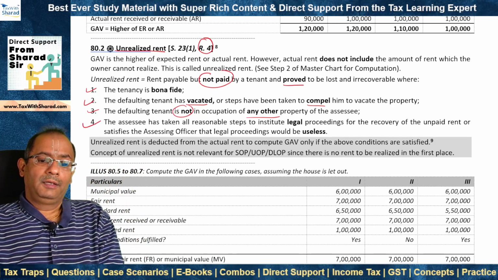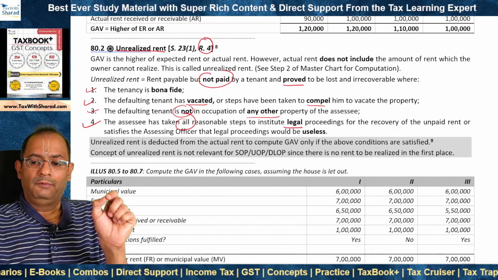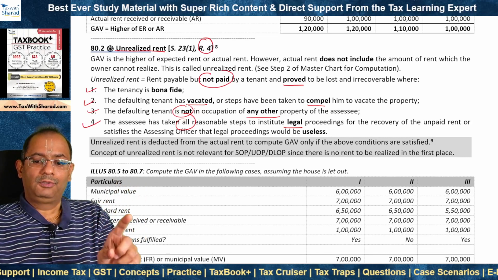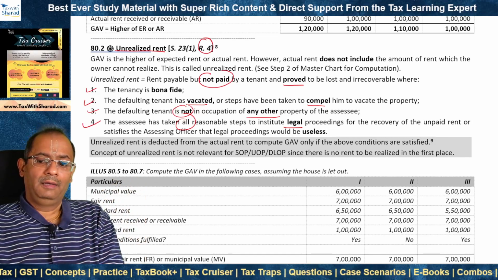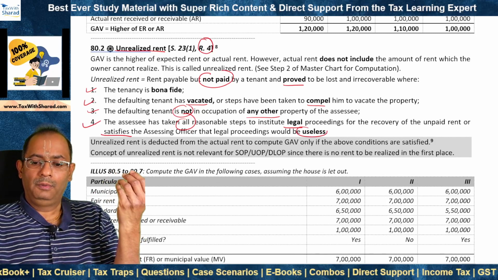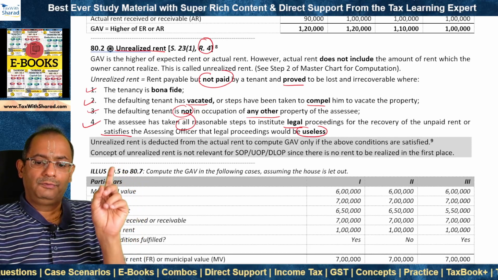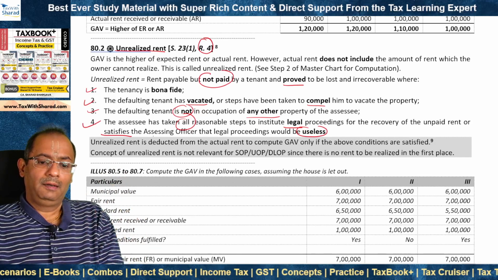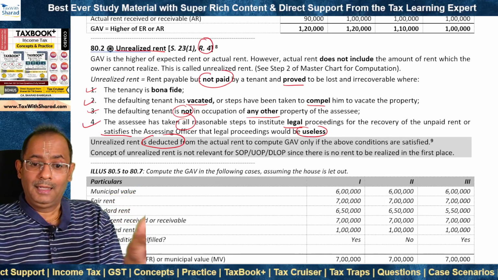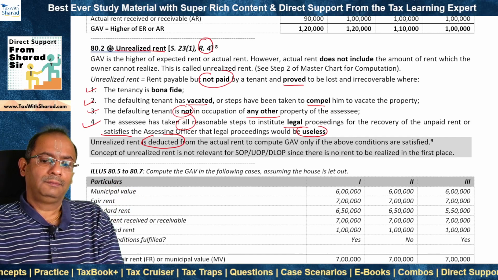Fourth, the SSE should have taken all reasonable steps to institute legal proceedings for the recovery of the unpaid rent. So either he should have taken all reasonable steps to institute legal proceedings, or if that is not done, he should have satisfied the AO that legal proceedings, if taken, would be completely useless. So if these 4 conditions are fulfilled, only then the unrealized rent is allowed to be deducted from the actual rent to compute GAV. Else, unrealized rent is not deducted from the actual rent to compute GAV.